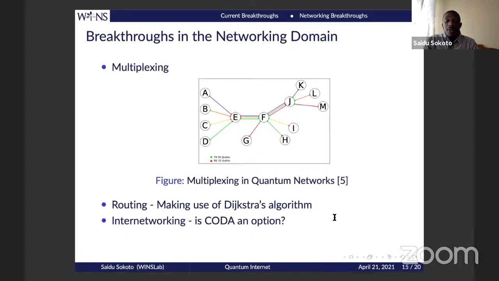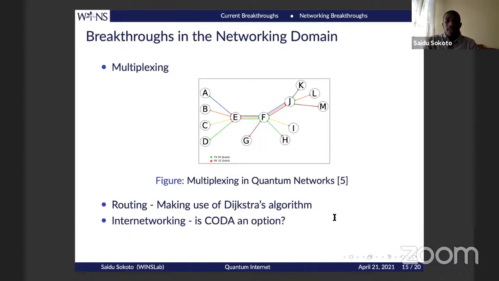Routing, how will routing be achieved in the quantum internet? Can we make use of Dijkstra's algorithm? Well, to some extent, if you have a middle level network, not an extremely complex network, Dijkstra's algorithm seems to be a feasible solution. But once the networks become bigger, we have an internet, what's going to happen? Once we have different organizations having their own internal rules, what's going to happen?